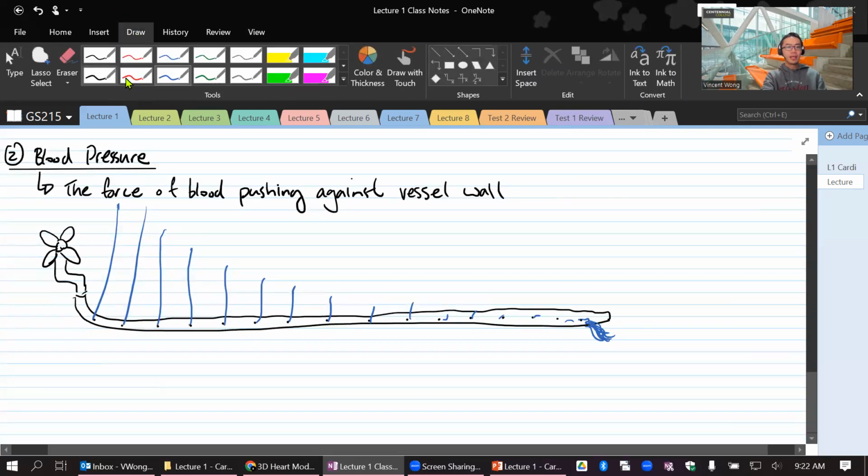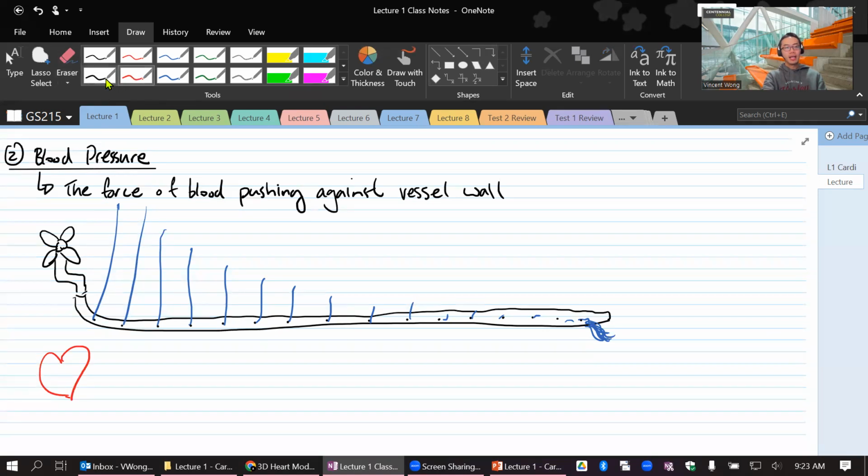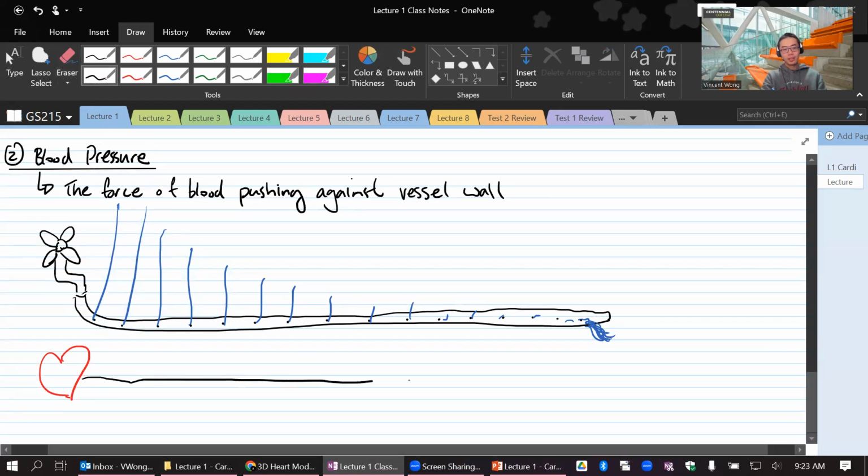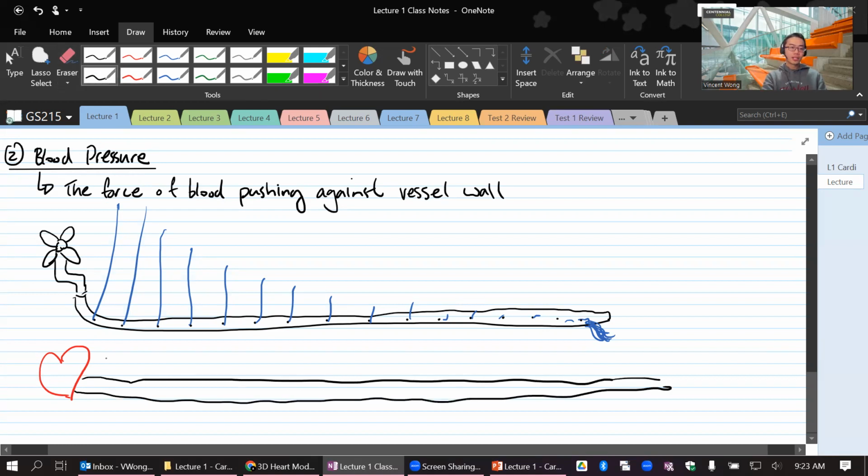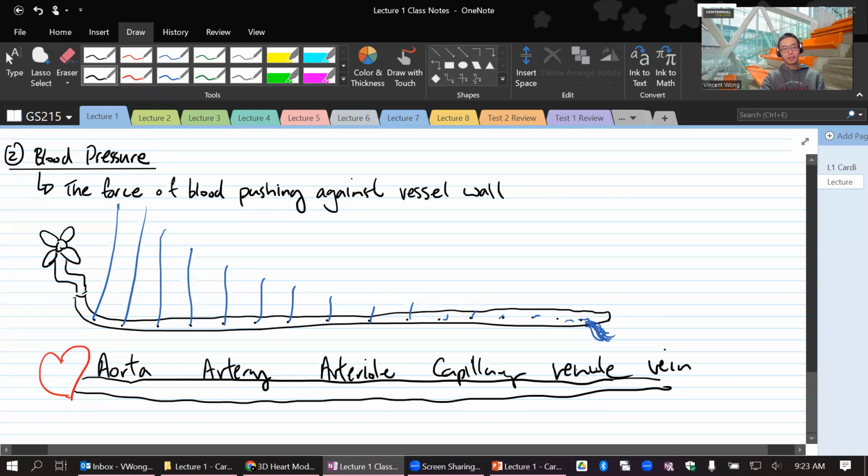Now, we're going to replace the faucet with the heart. And then we're going to have vessels coming out of the heart. So this is the aorta, and then maybe you have some smaller arteries, arterioles, capillaries, venules, and veins, right?